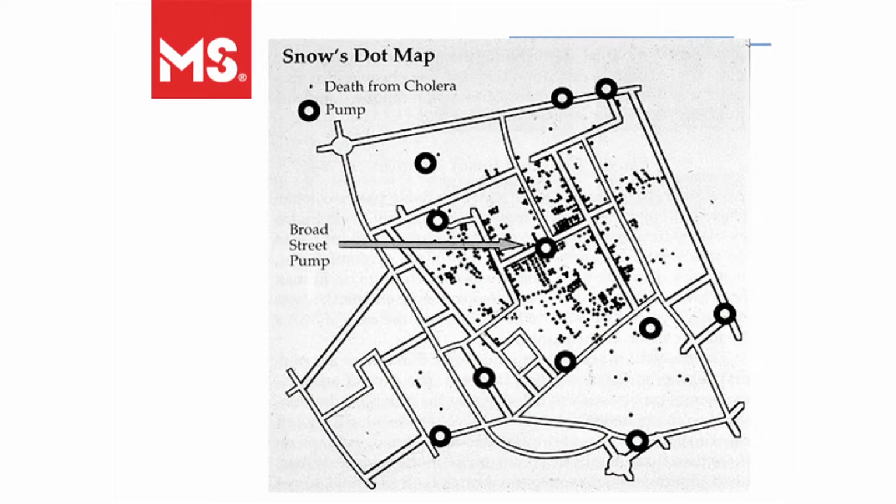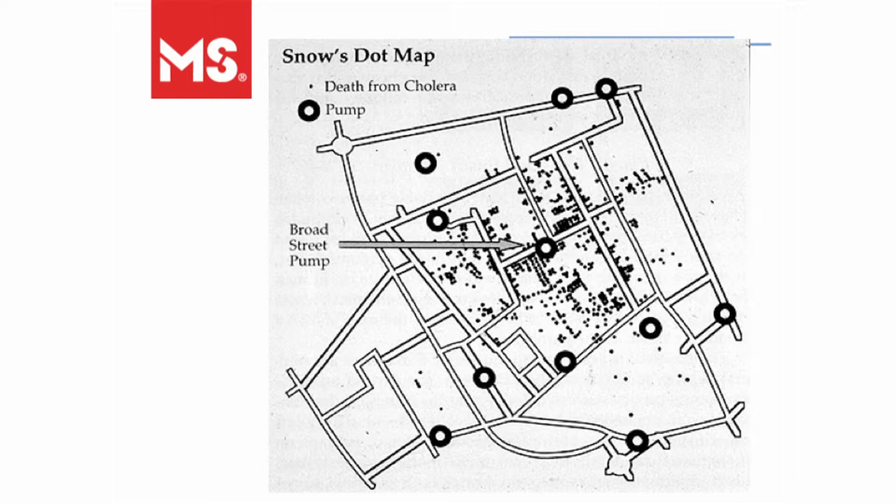And this is his original map. I think I have a pointer here, if I'm not mistaken. I don't know how I can point. Never mind, you can see. In the middle, there's a little circle and there's an arrow. And that's where there was a water pump. And all the little dots around, the small dots, indicate cases of cholera.